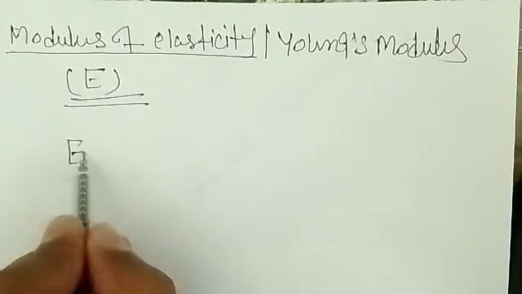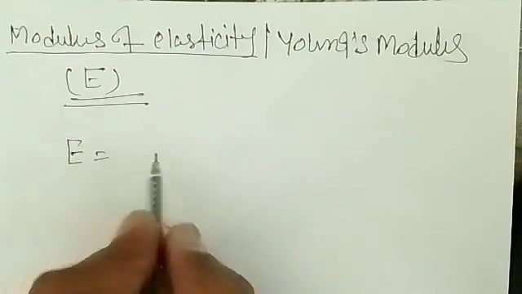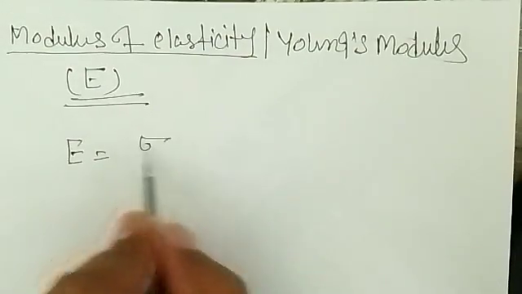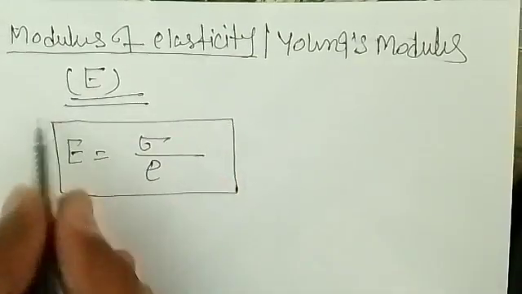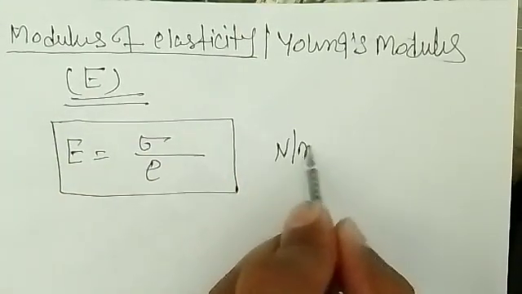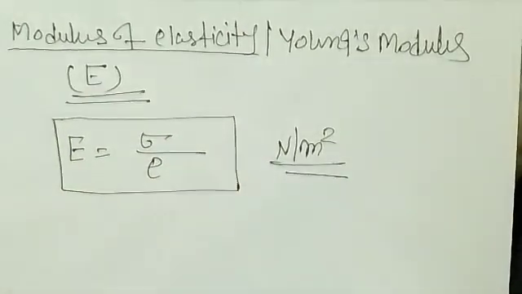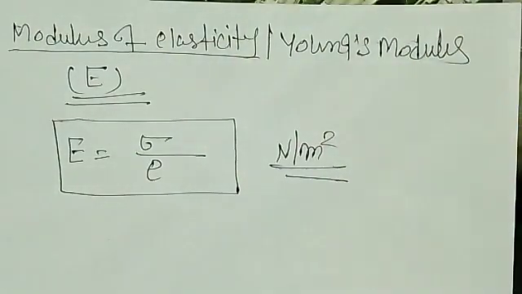So Young's modulus or modulus of elasticity, E, is equal to stress by strain, right? Unit is what? Newton per meter square. That Young's modulus or modulus of elasticity signifies the properties of a material, right? Meaning how much stress the material can sustain.